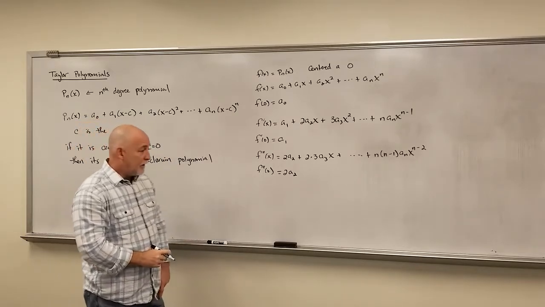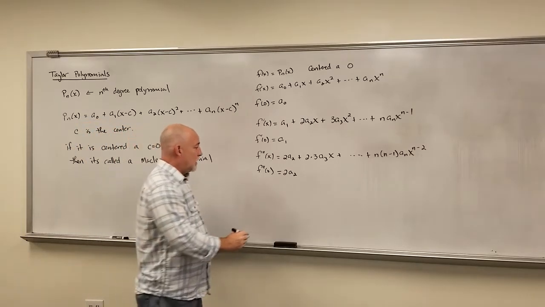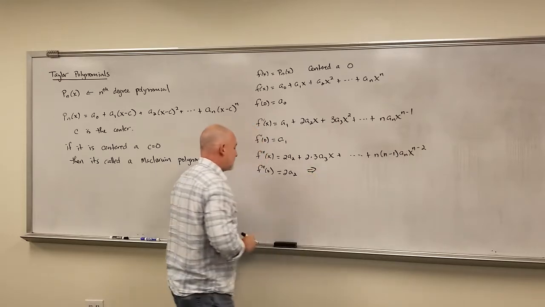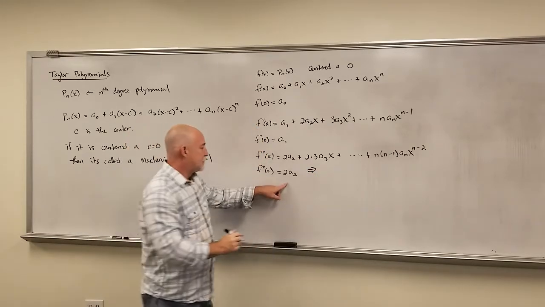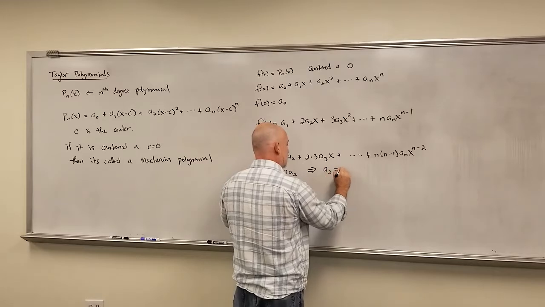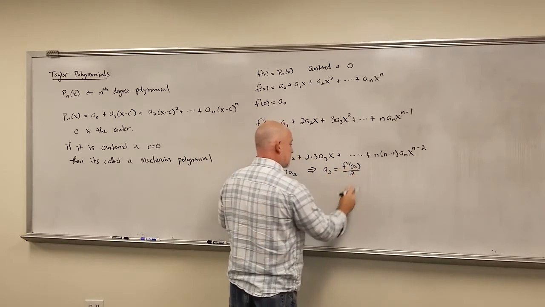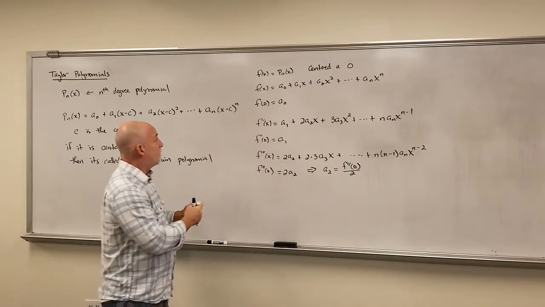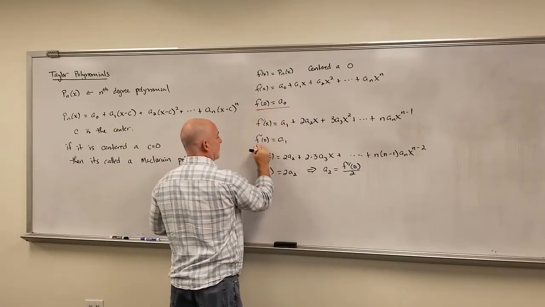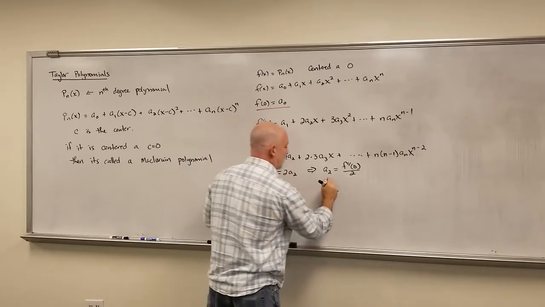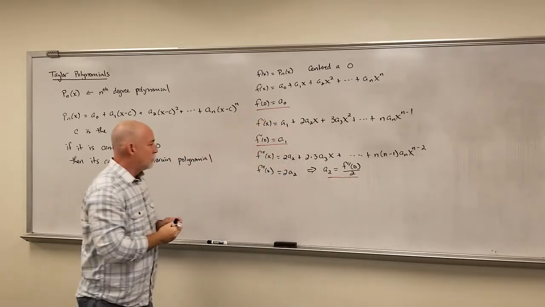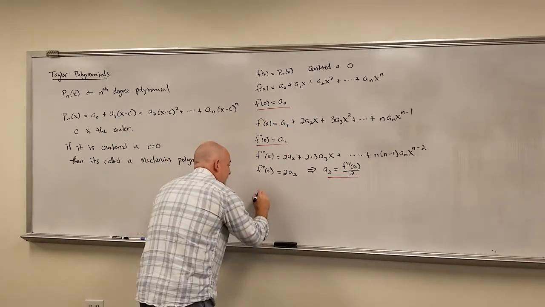Now this is the first time we have to do a little bit of solving. We should be able to see here that a sub 2 then is equal to the second derivative at 0 all over 2. So far we have our first couple, right? We have a0, a1, a2. Let's do one more here. So I'm going to squeeze it down here at the bottom.